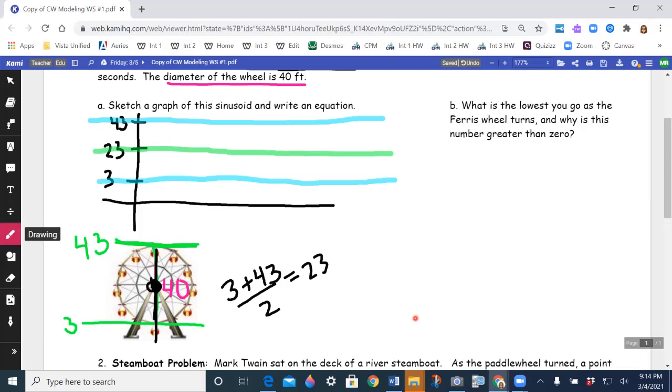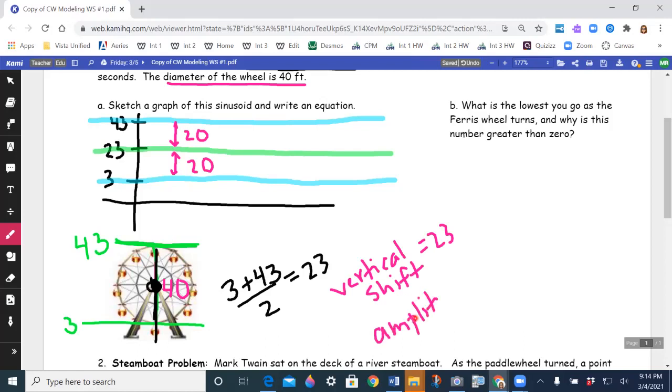So what I know so far, I'm just going to jot some things down and give myself some space here. I know that my vertical shift is 23 because that's the center. And if I look at how high I'm going from 23 to 43, that's 20. From 23 to 3 is 20. That's my amplitude. I'm going 20 above and 20 below. So my amplitude is 20. When they're asking us to write an equation, I already know my amplitude and my vertical shift.